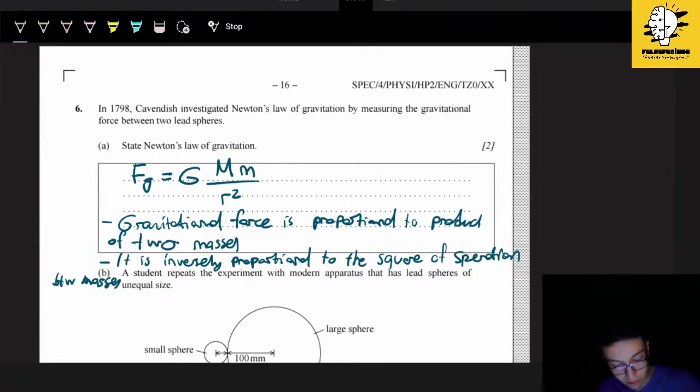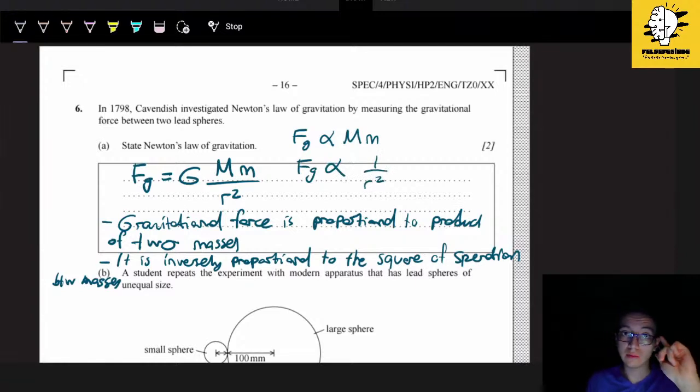So we will directly say that Fg is proportional to mM, and Fg is inversely proportional to 1 over r squared. But please do not forget that we have been making a lot of mistakes related to this during the exams. The separation means the distance between the centers of mass of the two masses, not between their surfaces. This is very important. And we have a question related to that here.